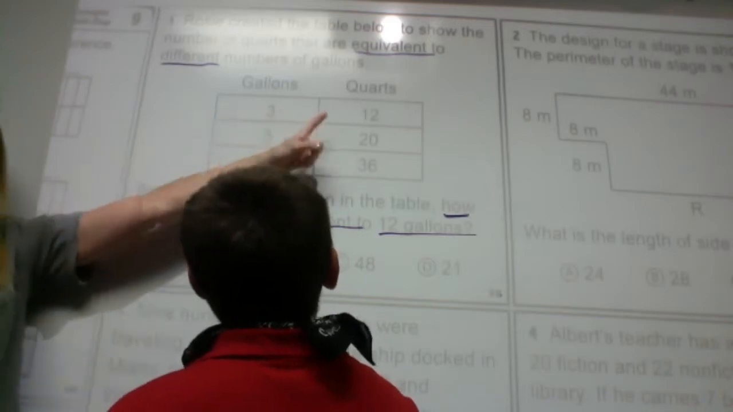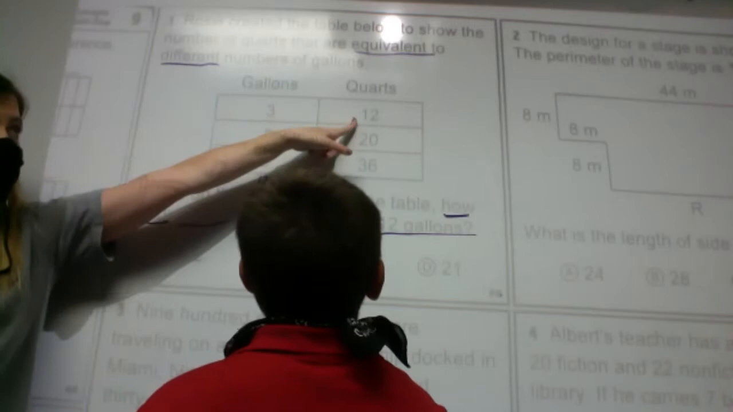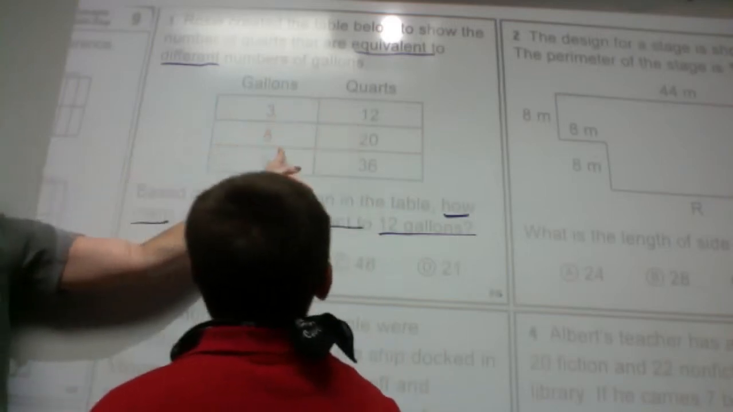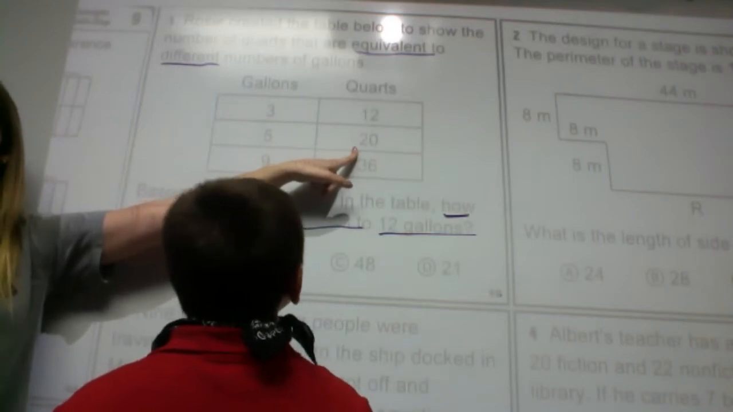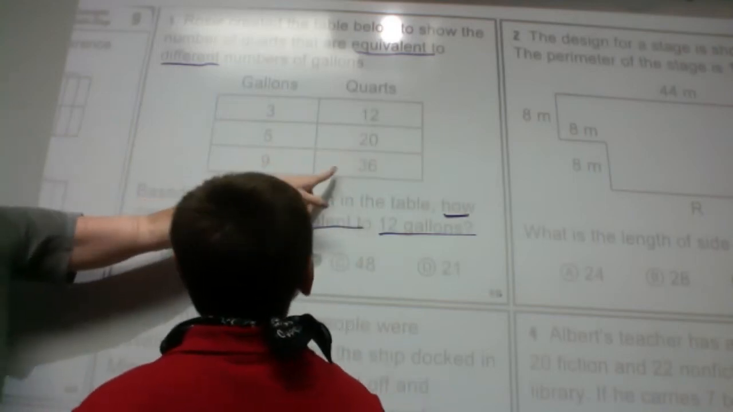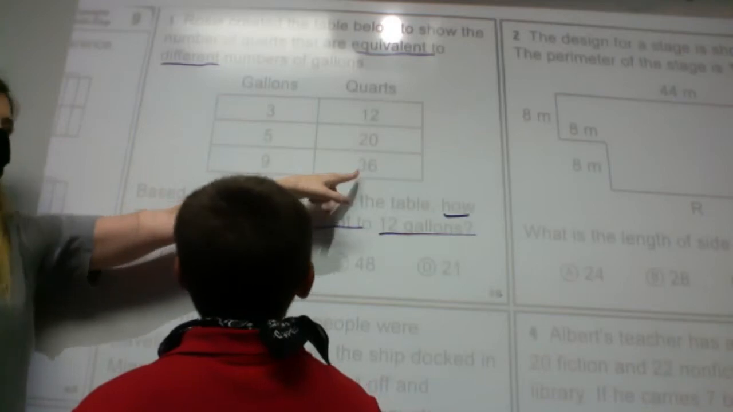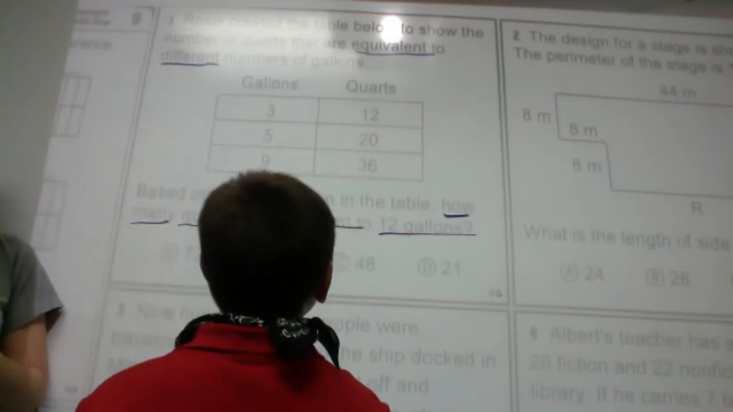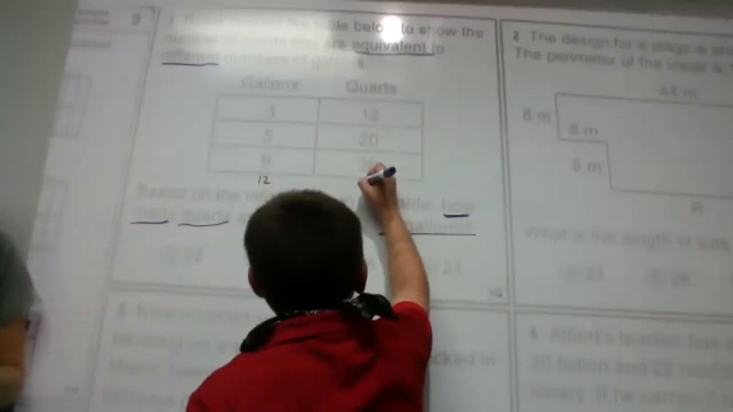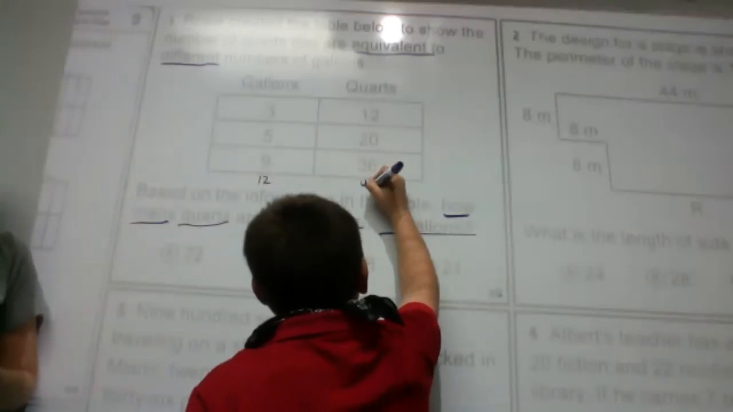So 3 times 4 equals 12. Does that work? Yes. Okay, so let's try this one. 5 times 4. Is that 20? Yes. Okay, 9 times 4. Is that 36? Yes. Okay, so what would 12 times 4 be? 48. So fill it in. And which choice should you pick?